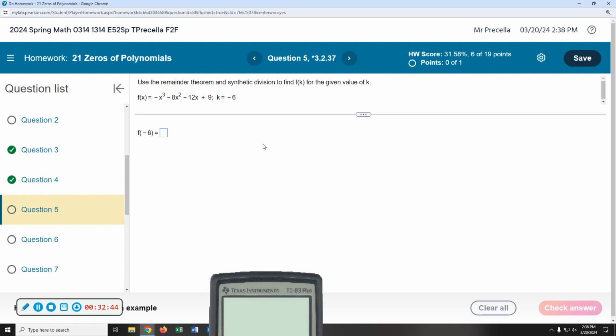But instead of getting my calculator and punching it in, we're going to use synthetic division. They've already given us the k value. We don't change the sign. They've told us k is -6. So I'm going to set up.